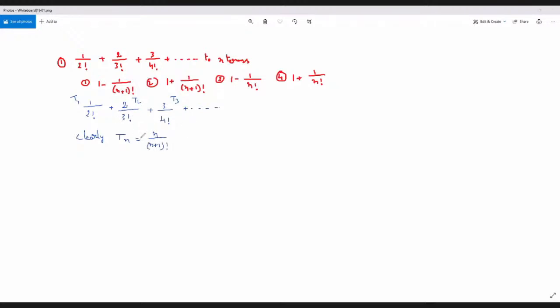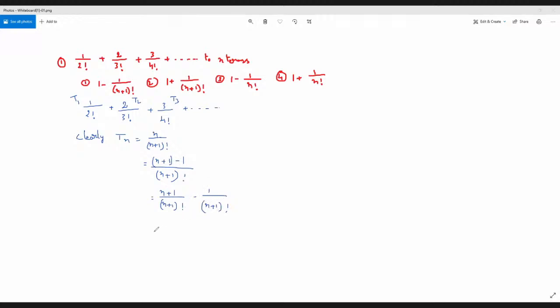Okay? So here if n is equal to 1, consider 1 by 2 factorial. If n equal to 2, consider the second term 2 by 3 factorial. If 3, consider 3 by 4 factorial and so on. So n by n plus 1 factorial is equal to, also consider the numerator n plus 1 minus 1, divided by n plus 1 factorial. So clearly it is n plus 1 divided by n plus 1 factorial minus 1 divided by n plus 1 factorial.